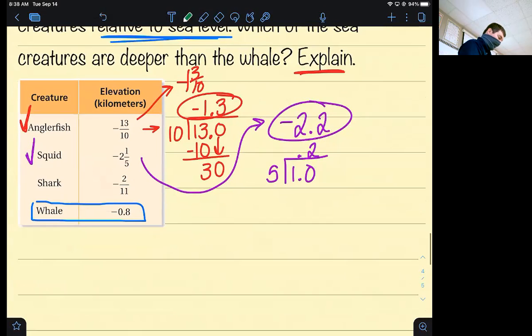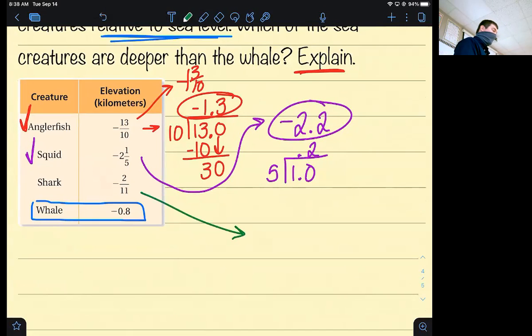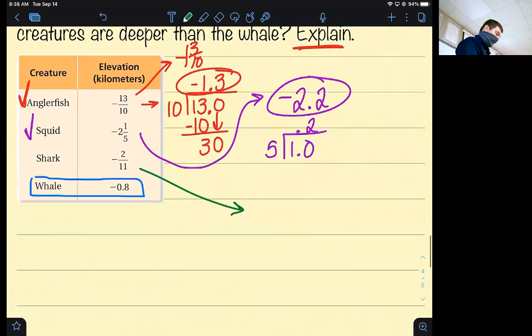The last one's a shark, and I'll do this one down here. Now, I guarantee you don't have your 11s memorized, so we're going to have to do long division on this one. What number goes inside the division box? 2, the top number. Yep, it's always the top number. 11 is going to go on the outside. 11 doesn't go into 2, so I'm immediately putting my decimal point, because I wanted to turn this into a decimal, so of course I need 1. And I'm going to make it 2.0. Now, think of it as a 20, though.